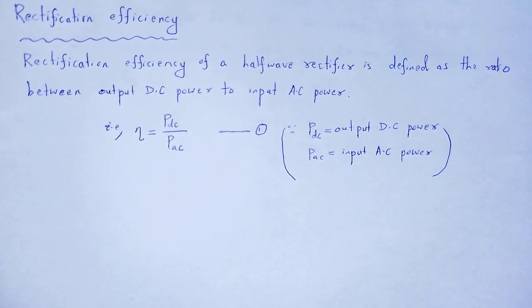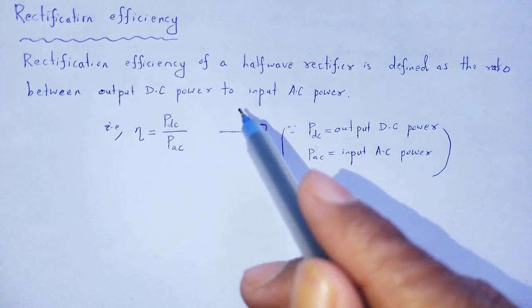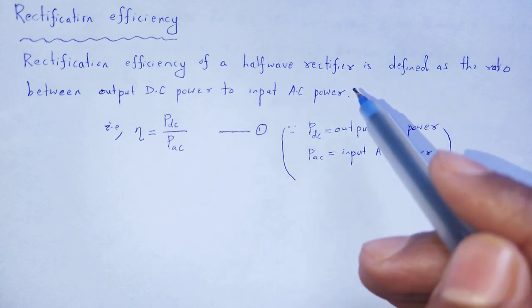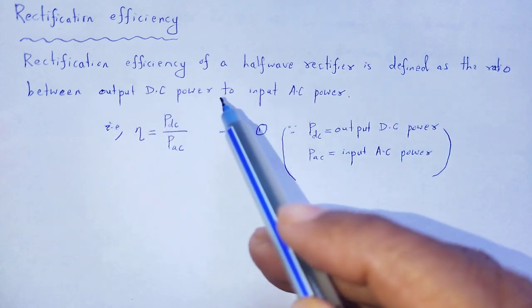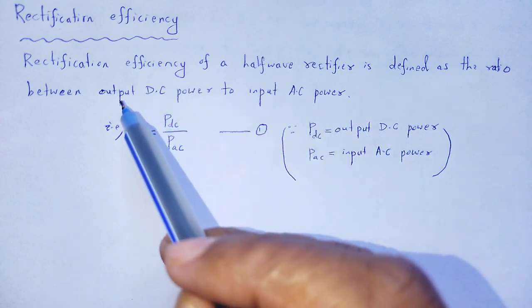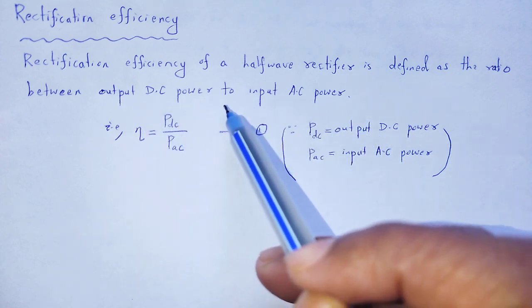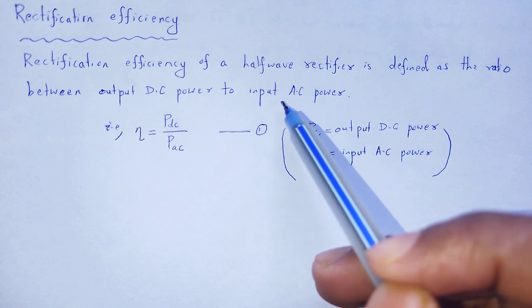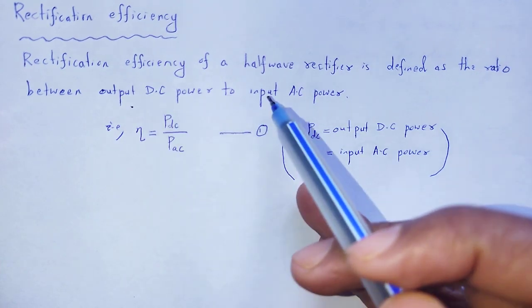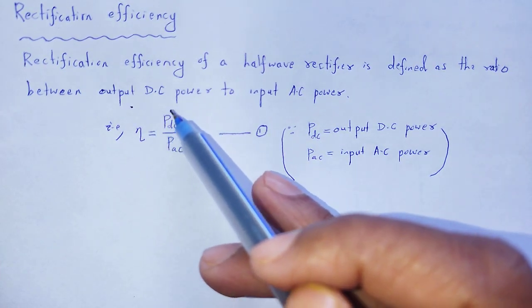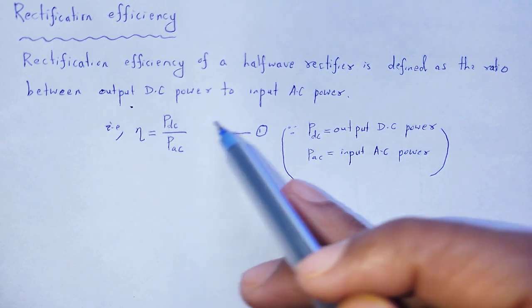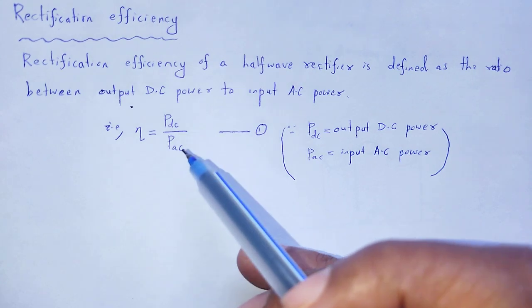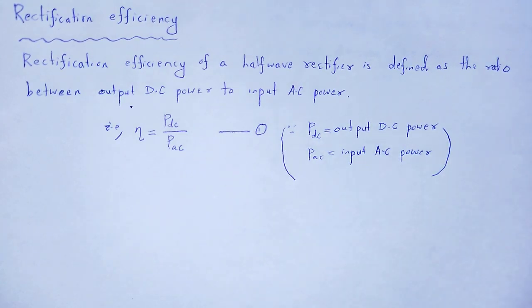Rectification efficiency. The rectification efficiency of a half wave rectifier is defined as the ratio between output DC power to input AC power. Here we obtain DC as we input AC. So, the ratio of output to input is the efficiency. Here output is the power of DC, input is the power of AC. Now, we have to calculate what is the power of DC and the power of AC.